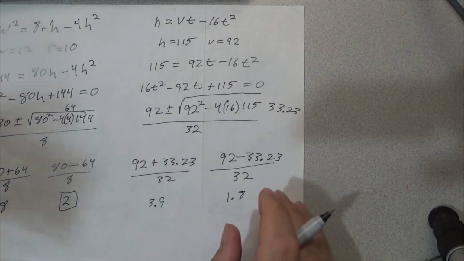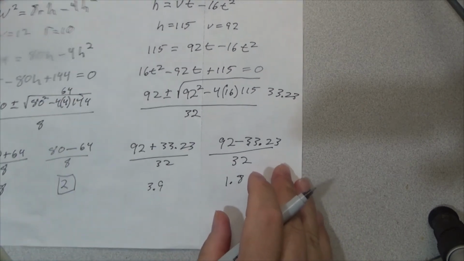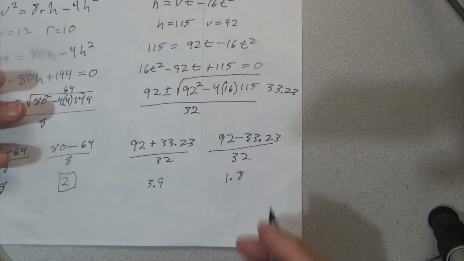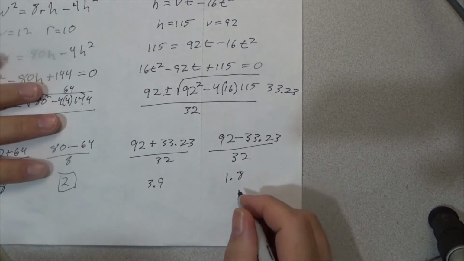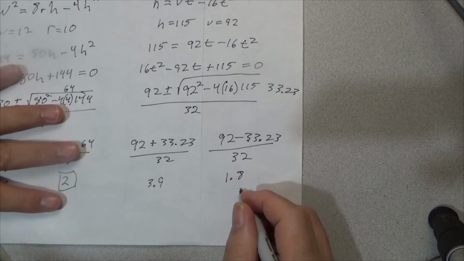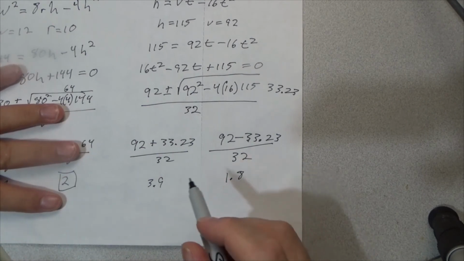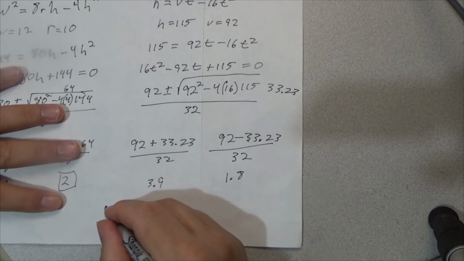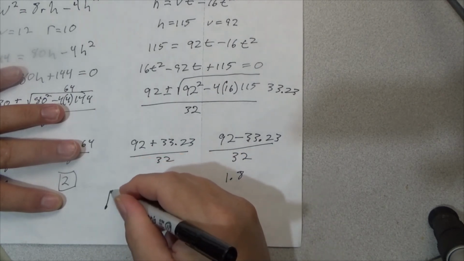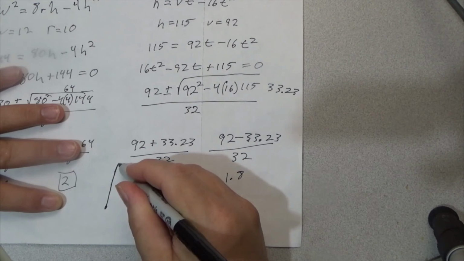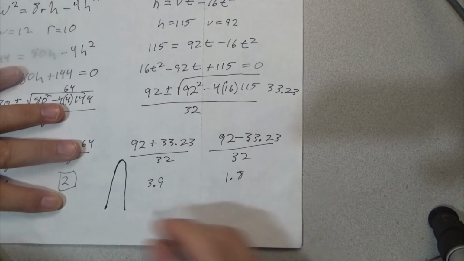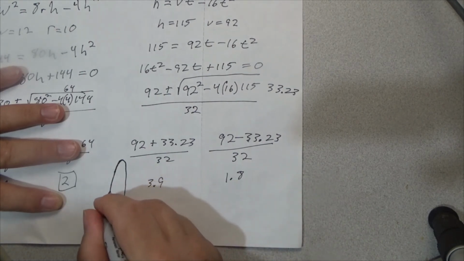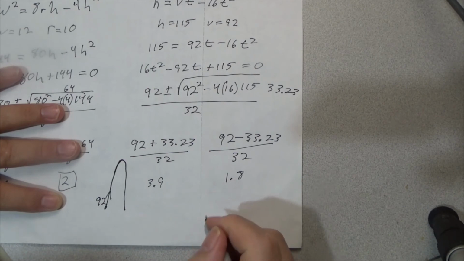Neither one of these is negative. Okay, remember we talked about this. The way we determined which one was right was the negative one was the one we got rid of. Well, both of these are positive, so what's going on here? But now if you look at the problem, the object is being thrown into the air. So it's starting right here, and when you throw something into the air, eventually it's going to peak out, and then it's going to fall back down. And this initial velocity going that way, in this case, is 92.